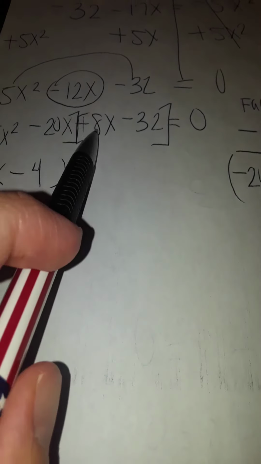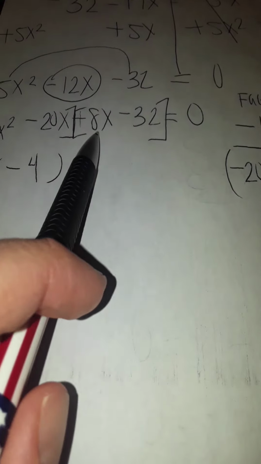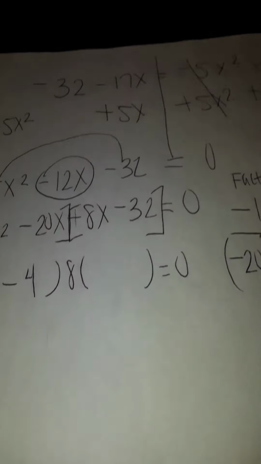Now the second pair, I'm going to do the same exact thing, and I'm going to look at both of them, and I'm going to say, okay, what can I pull out here? They are both divisible by 8. Notice how I'm not pulling out an x here. Why? 32 doesn't have one, or negative 32. So 8x divided by 8 becomes x, and negative 32 divided by 8 is negative 4.